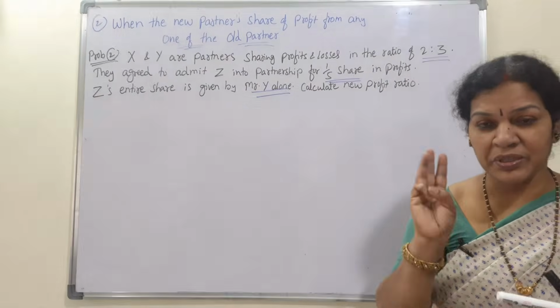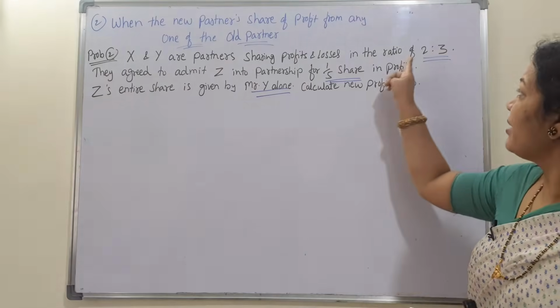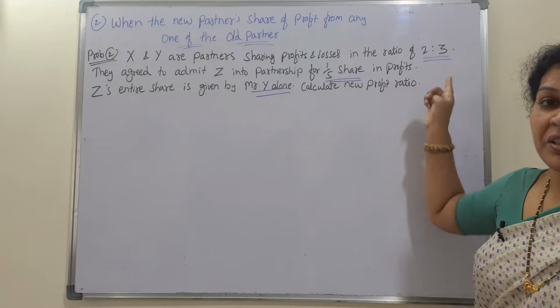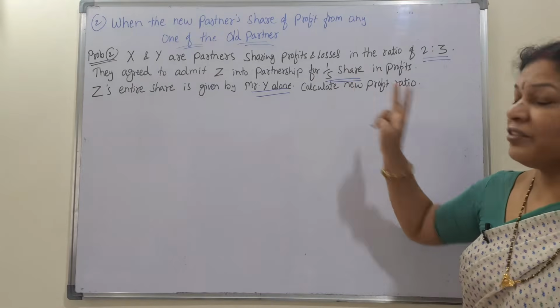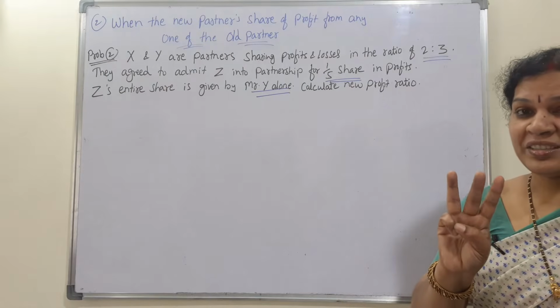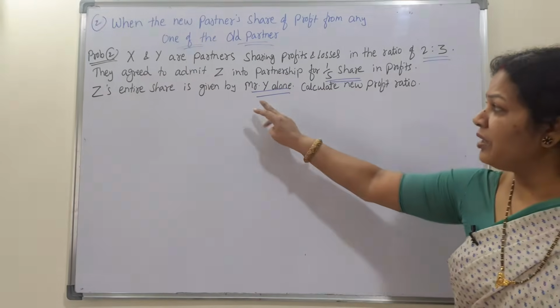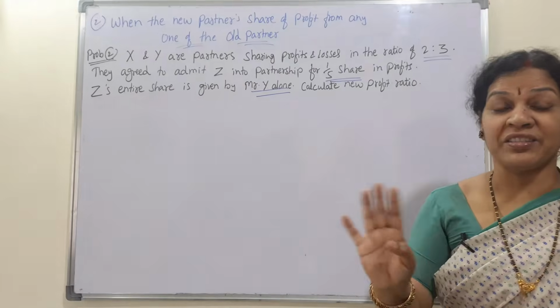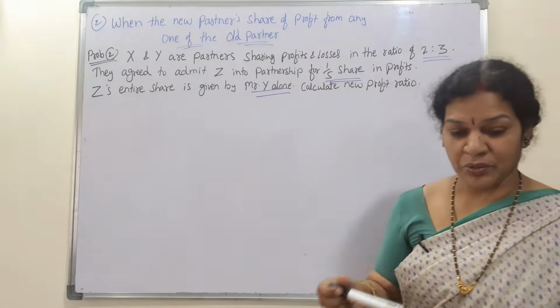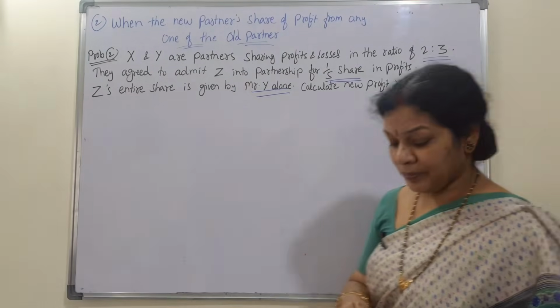Here remember three things. X and Y are sharing profits in the ratio of 2:3, and Z is going to get 1/5 share, and this 1/5 is going to be given by only Y alone, not X, which means X's share has no change at all. So how to calculate? Well, let's see.